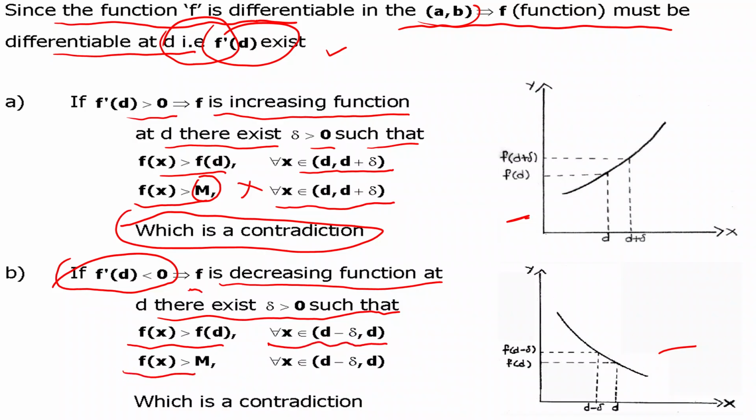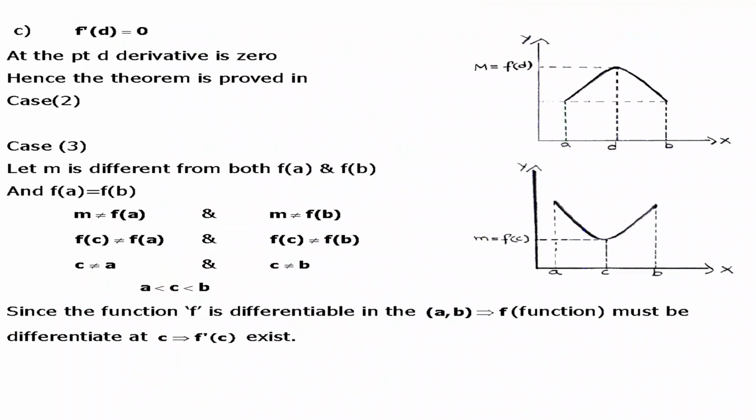F of x greater than capital M for all x belongs to d minus delta comma t. Again we got the contradiction result because supremum is the upper bound but the function is greater than the upper bound, which is a contradiction. It is not possible. The third case I will consider, f dash of d equals 0. I had considered already f dash of d increasing, f dash of d decreasing. In both cases I got a contradiction result.